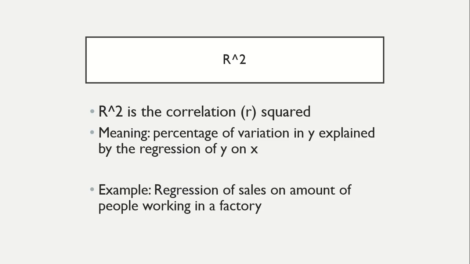Let's say we are looking at a factory and we're measuring the amount of workers in a factory and the sales for the factory. Workers are the X variable and sales are the Y. R squared in this scenario would be the percentage of variation in sales explained by the regression of sales on people working in the factory.